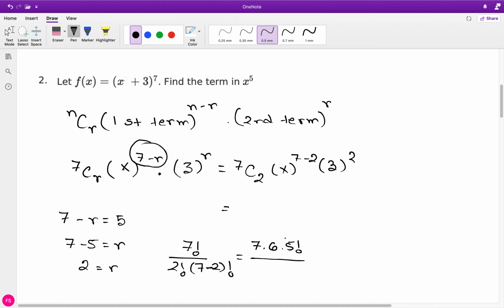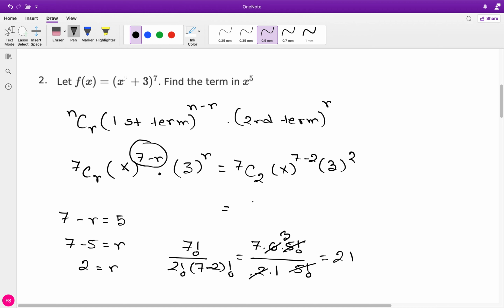I'm not writing this whole thing because I have a 5 factorial down there and I can just cancel it out, because 7 factorial is 7 times 6 times 5 times 4 times 3 times 2 times 1, and 5 factorial also means 5 times 4 times 3 times 2 times 1. So you can cancel this out. Now you just have 2 factorial left, which is just 2 times 1. Then you can simplify it further by 6 over 2. 3, that means 7 times 3 will give you 21.